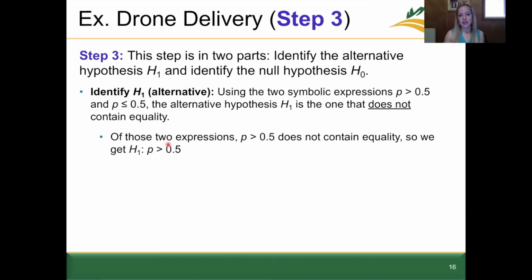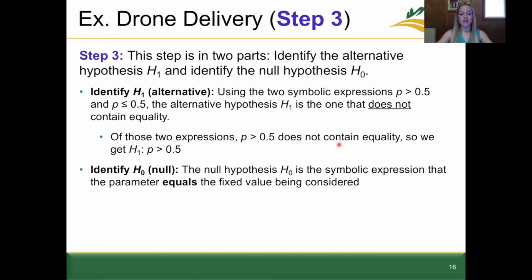Now let's talk about the meaning of the null hypothesis. Try to write this out very clearly for yourself as you go through this. H0 is the null hypothesis. It's the symbolic expression that the parameter equals the fixed value being considered. Extremely importantly, for the null hypothesis, we will have a true equal sign. For the null hypothesis in our drone example, H0 is P is equal to 0.5.